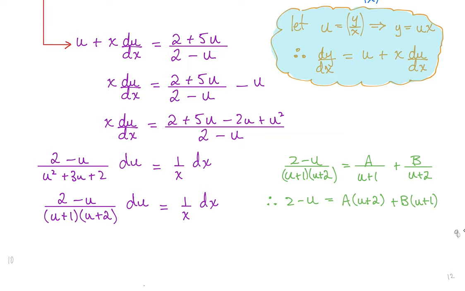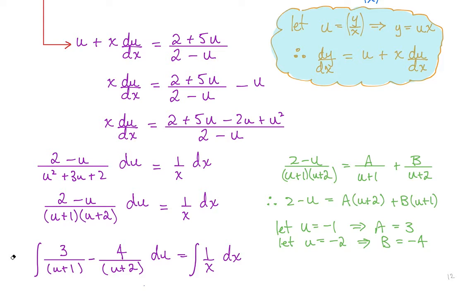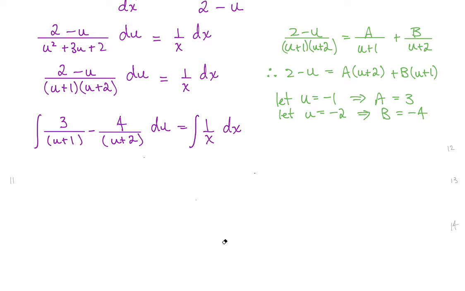Then we can set two conditions that will make this term 0 and this term 0, and they're the following. When we let u equals negative 1, this term vanishes and we get A equals 3 when we substitute. When we substitute for u equals negative 2, then we get this expression. We get that B is equal to negative 4. So that changes our integral to simply the integral of (3 over u plus 1 minus 4 over u plus 2) du equals 1 over x dx. And we're almost finished at this point.